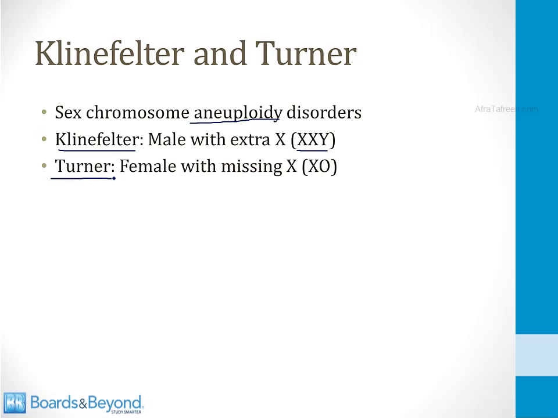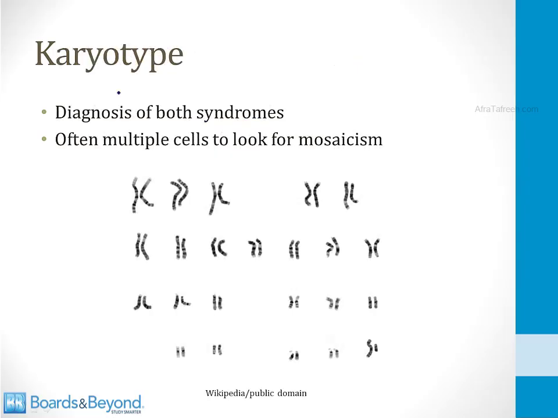Turner syndrome occurs in females who are missing an X chromosome, so instead of being XX, they are referred to as X0, meaning they only have a single X chromosome. Both of these disorders can be diagnosed by sending a patient for a test known as a karyotype. A karyotype involves counting the number of chromosomes.